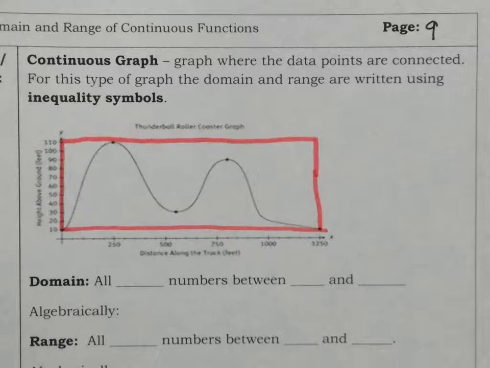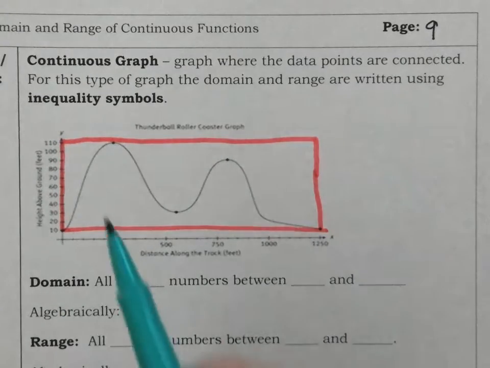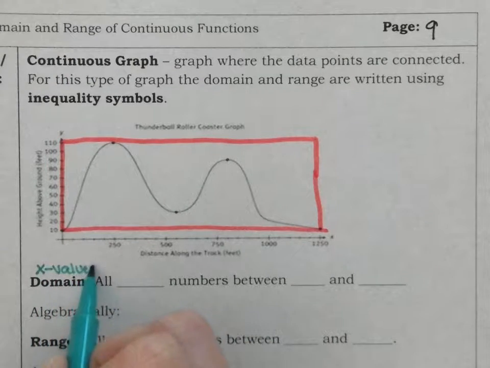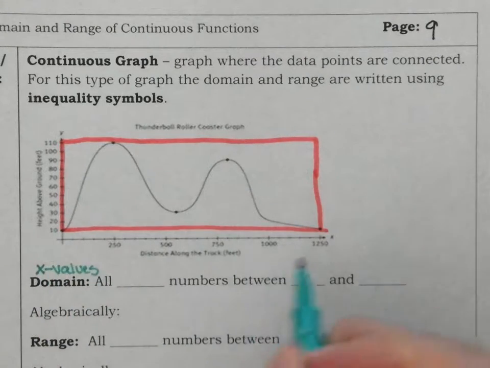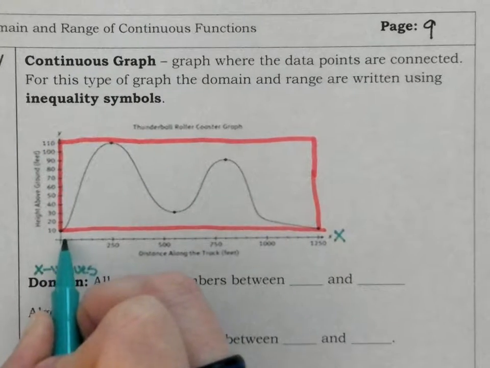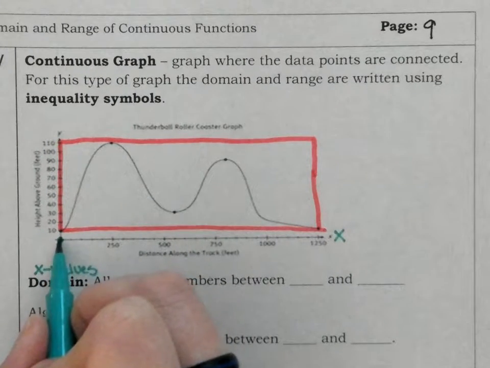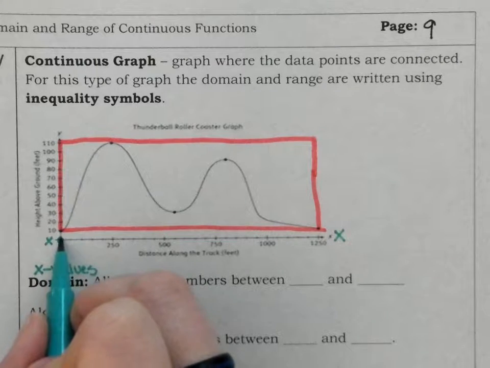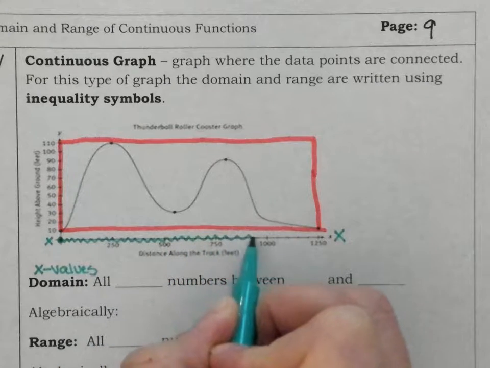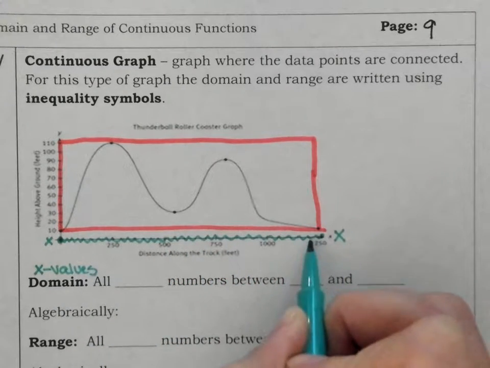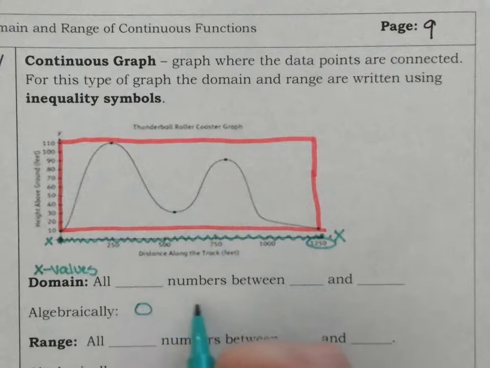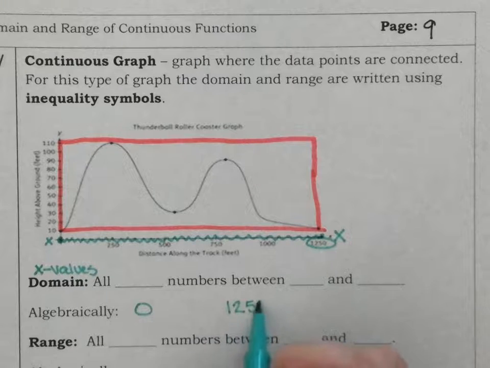And we want to look and see the domain. And so remember last time we talked about domain being all of the x values. And so when I look at domain, I want to look at my x-axis and I want to see where did my box start. My box started right here at 0, as I'm looking at the x-axis only, and it goes all the way, and I'm going to scribble on the number line on the x-axis all the way over to 1250. And so my domain goes from 0 to 1250.